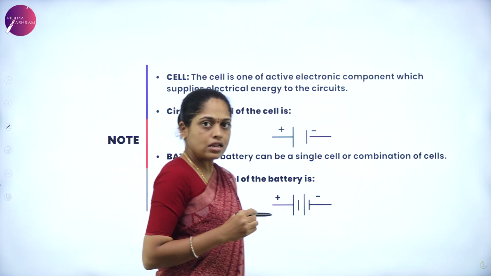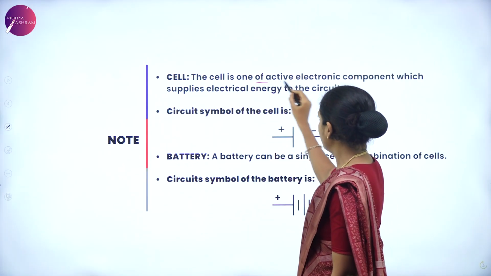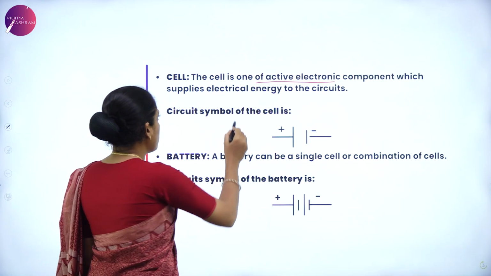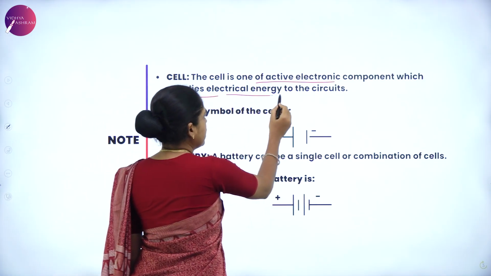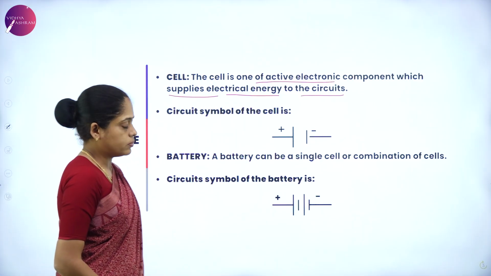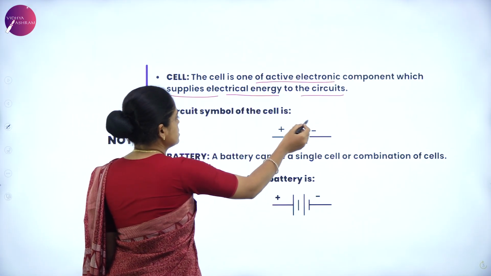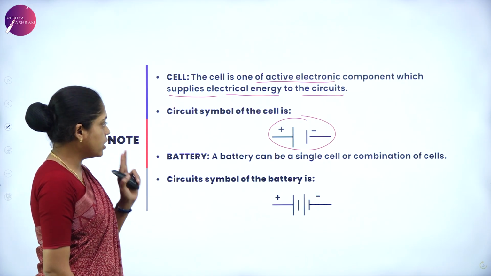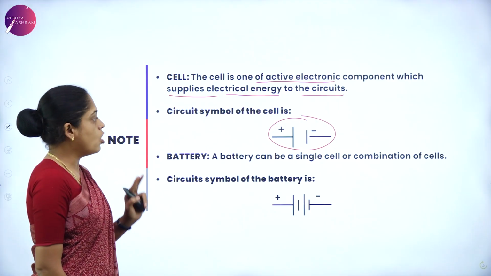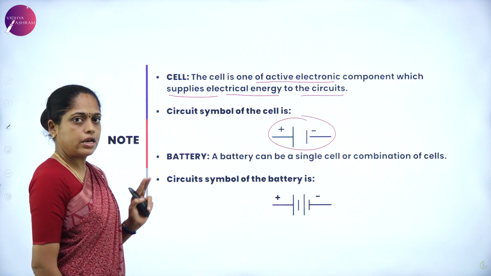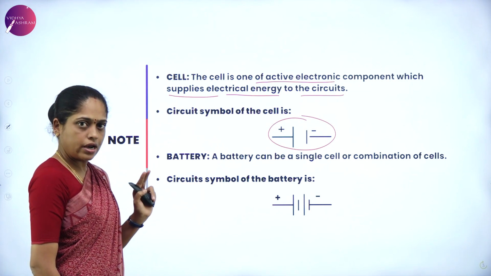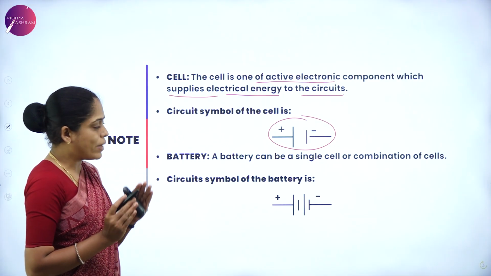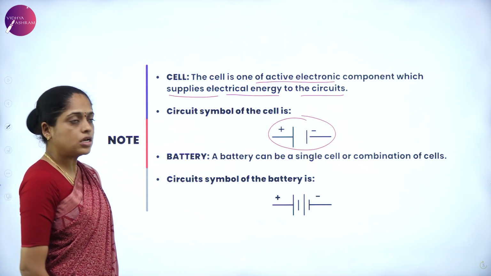So what is a cell? A cell is an active component. What is the function of an active component? The active component supplies electrical energy to the circuit. Here is the symbol of the cell. A cell has 2 terminals. One is the positive terminal and the other is the negative terminal. Always the positive terminal is represented by the longer line and the negative terminal by the shorter line, and these 2 parallel lines represent the cell.